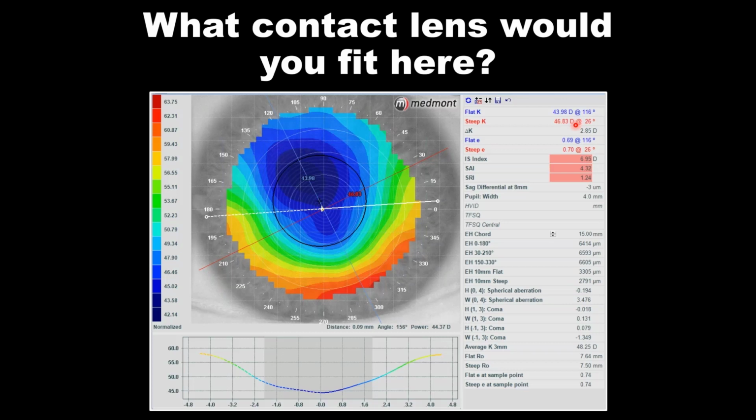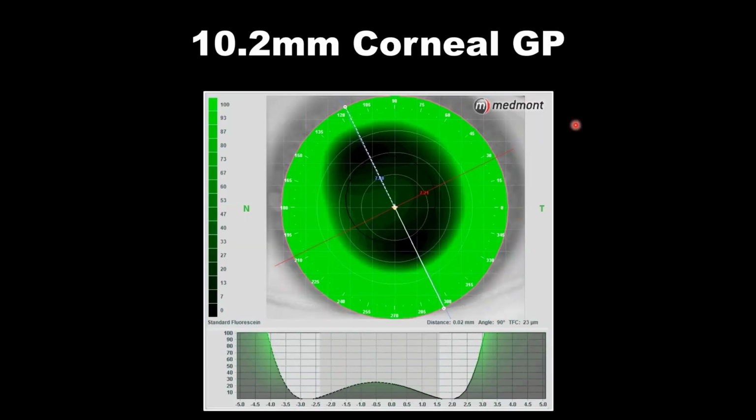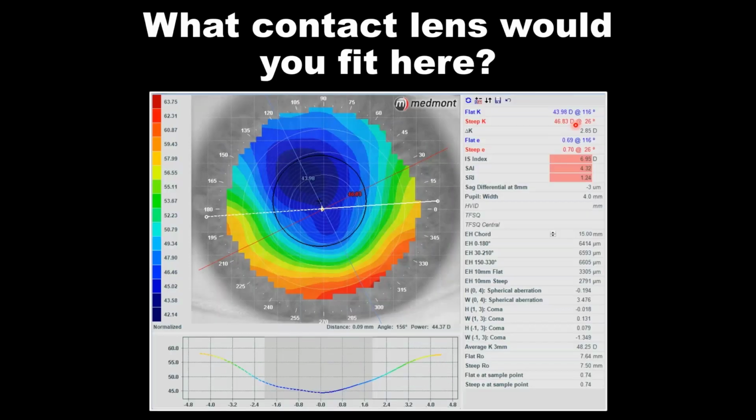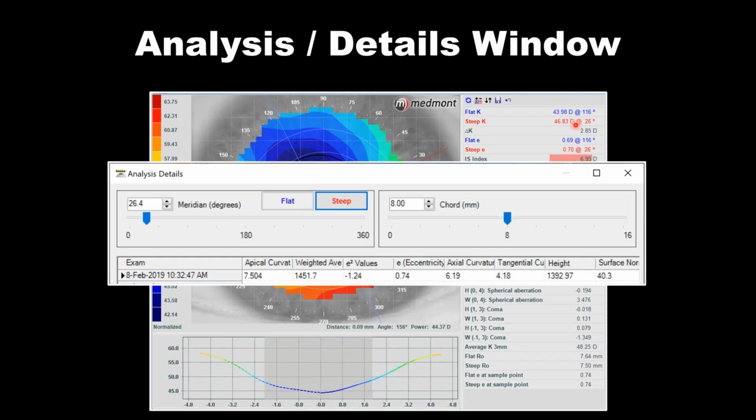Can corneal GP work? And I think looking at our model, it would suggest that a regular geometry GP lens is not the right call, but possibly a reverse geometry lens might be a consideration. Let's pull up the analysis details map. What that does is give you a little more finite analysis on some of the various indicators.